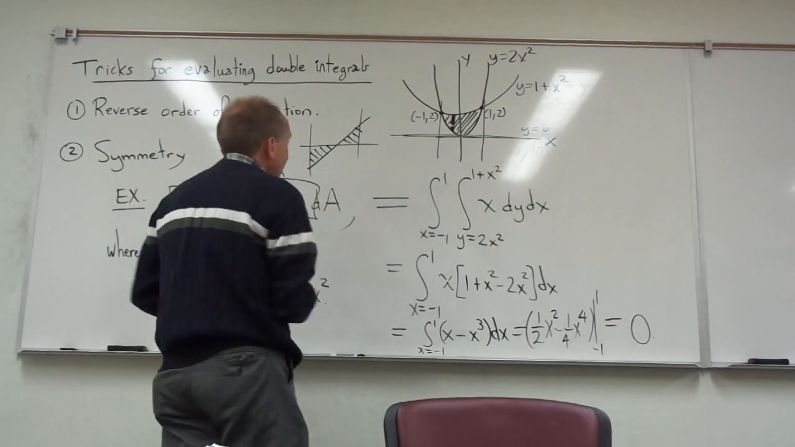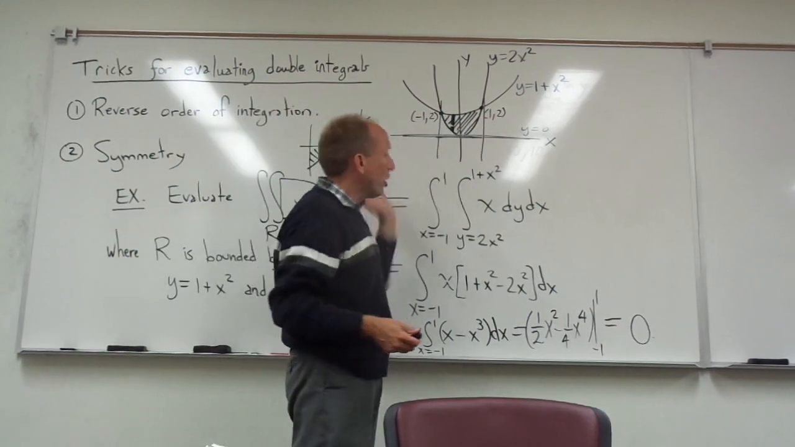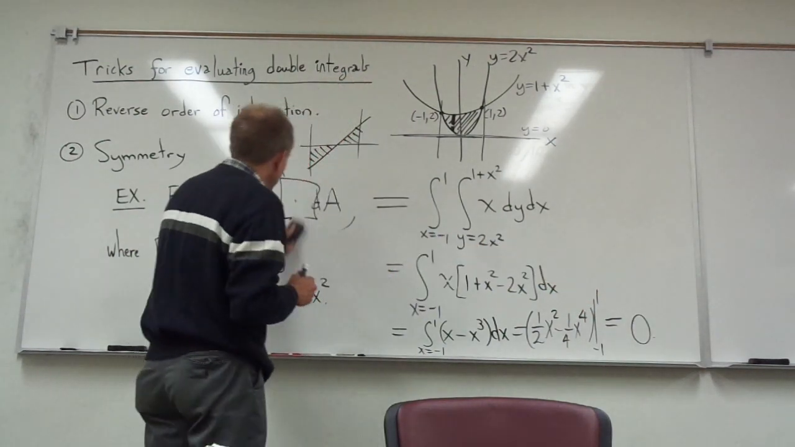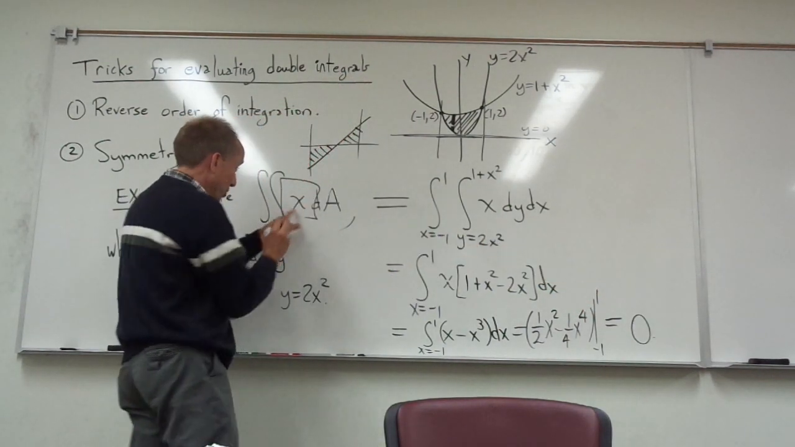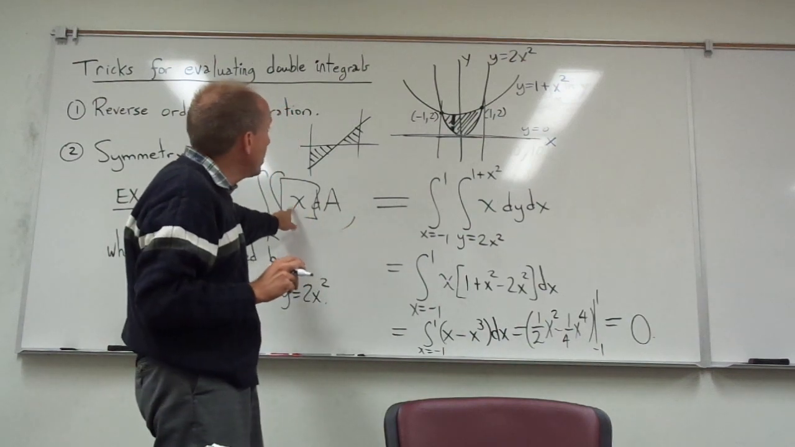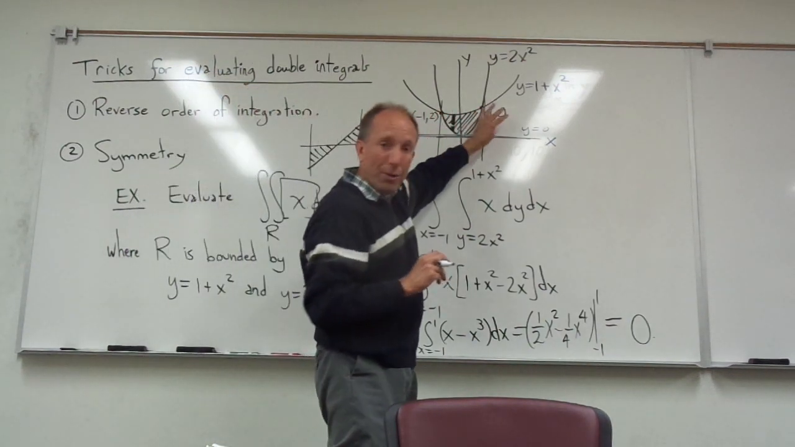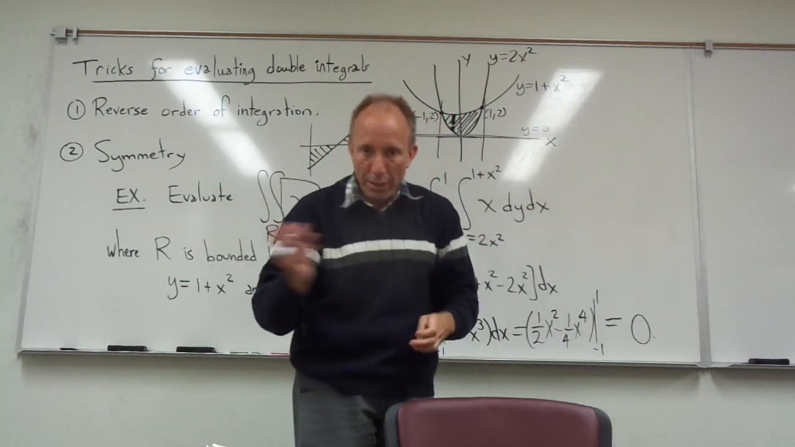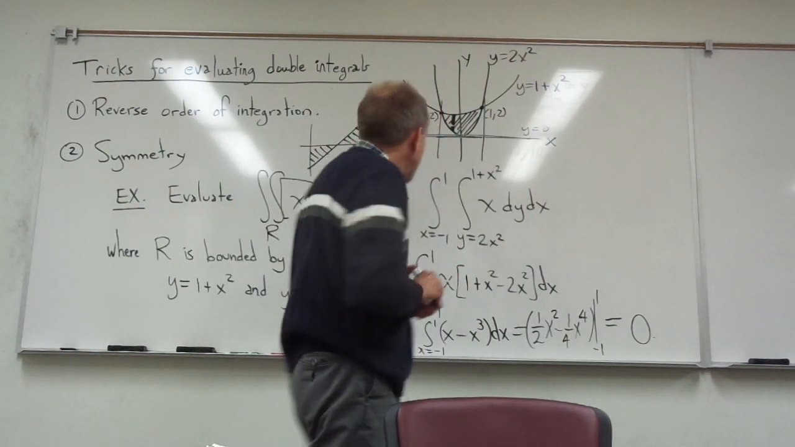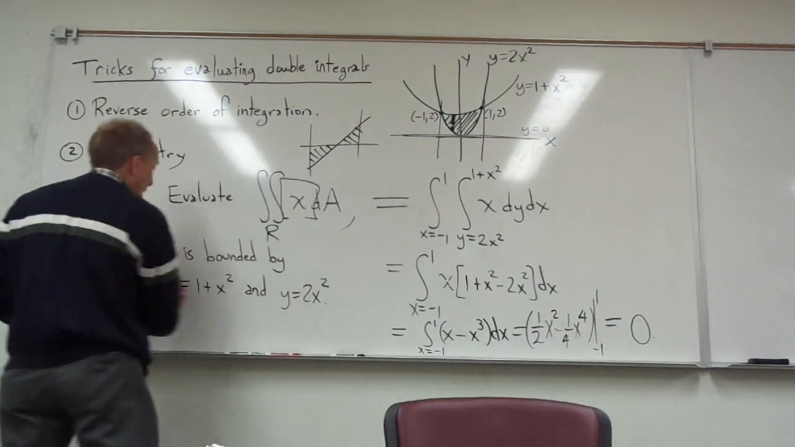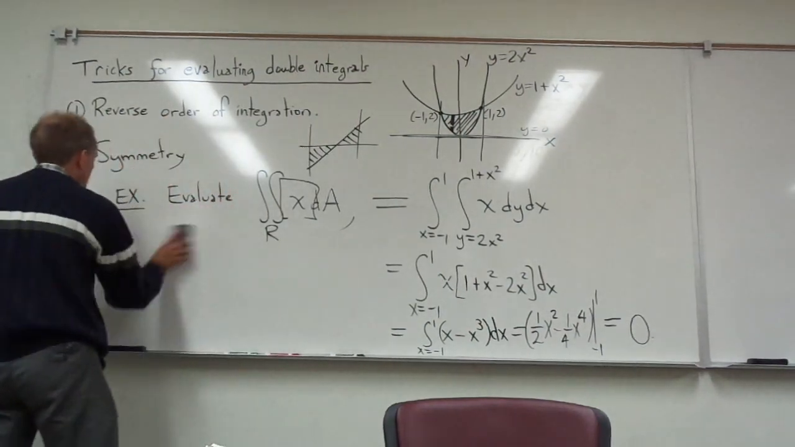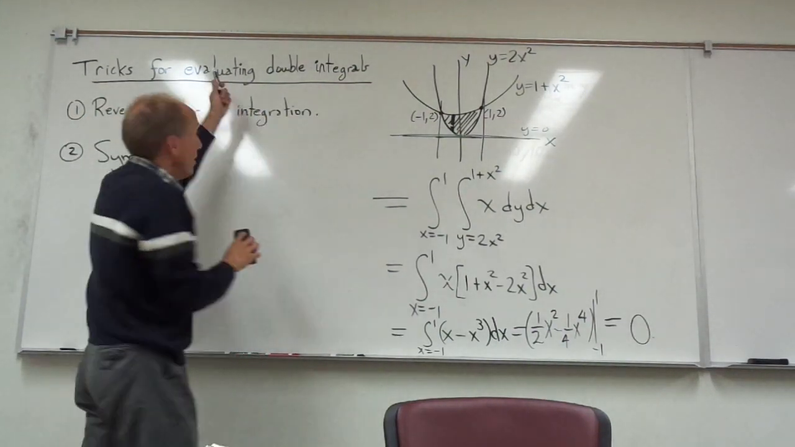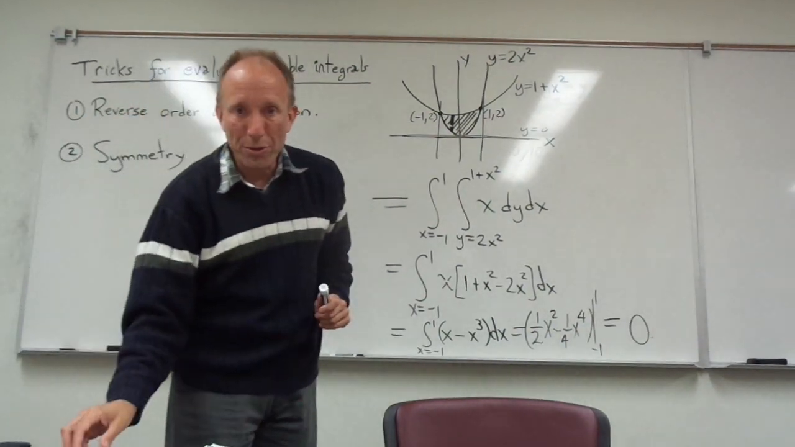So I'm not saying that just because of this region, all of my integrals are 0. Only the ones where this function, which was x originally, cancels out its value on part of the region with the other part of the region. Okay, that's the idea behind symmetry, and we're going to have to practice it a lot to get good at it. But that's my second trick for evaluating double integrals.